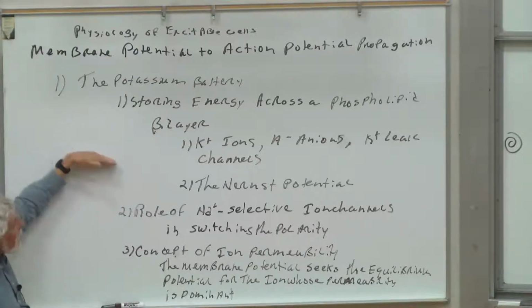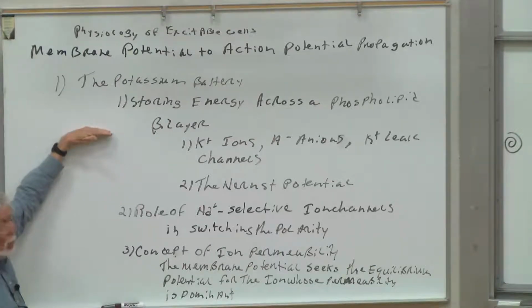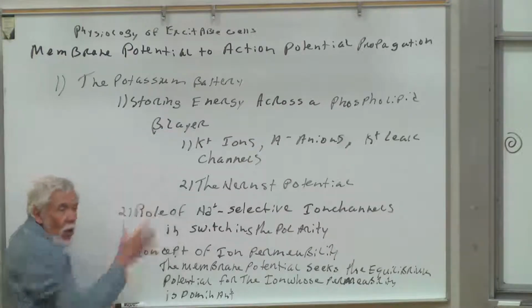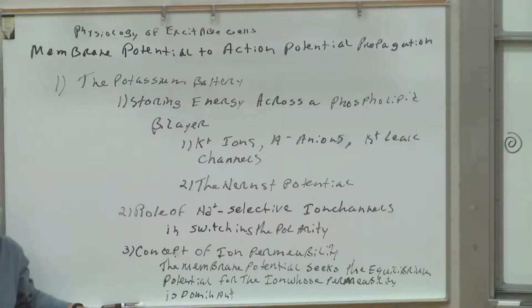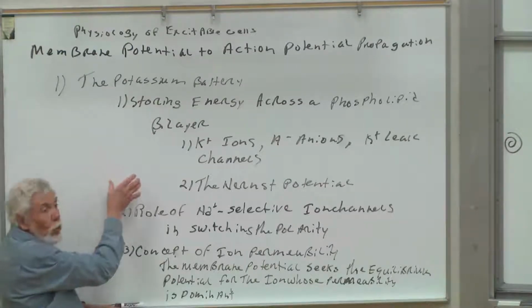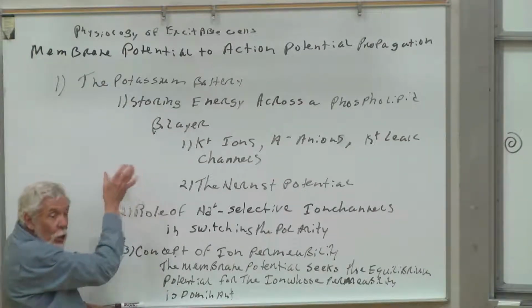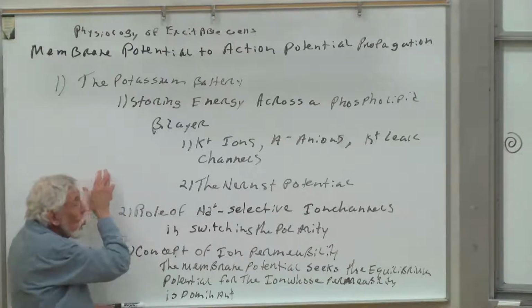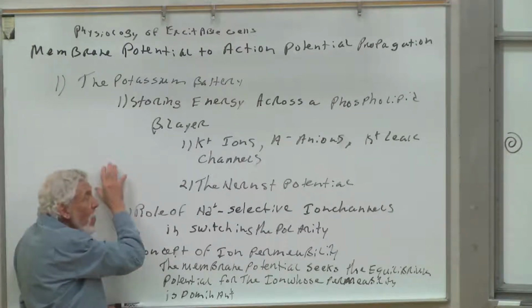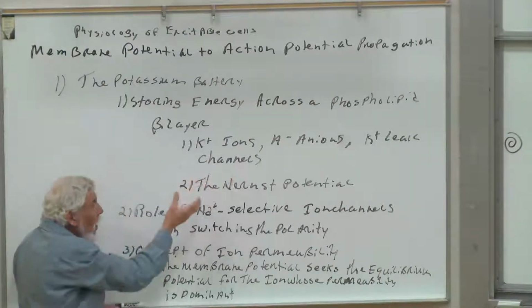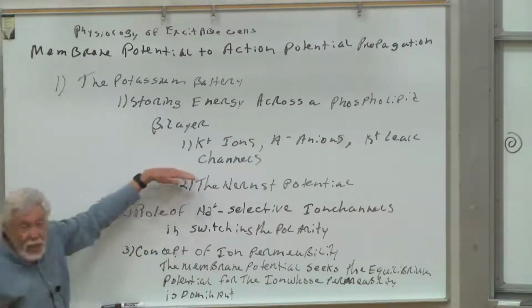And this idea of separating charge across the phospholipid bilayer really lies at the heart of all the electrical activity inside all cells, but it's particularly true of neurons and muscle cells. We need to have this potassium battery in order to store charge, and then use the energy stored in the battery to then propagate and provide for electrical signaling in cells.